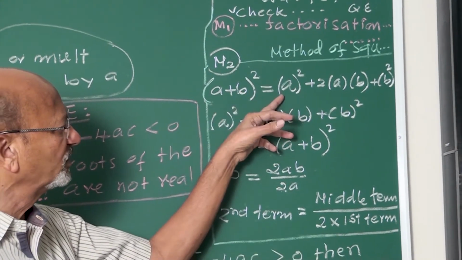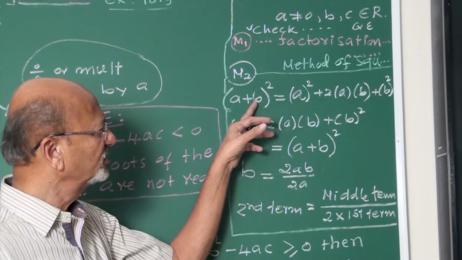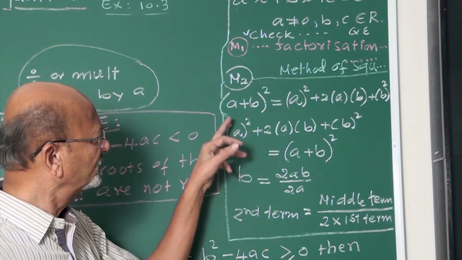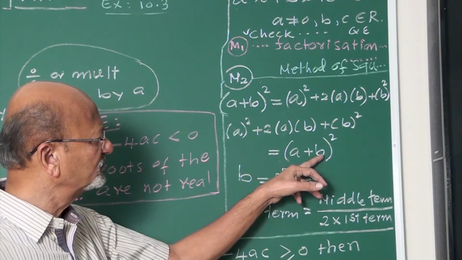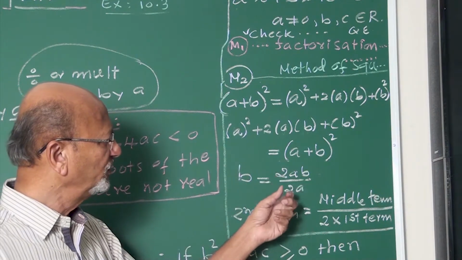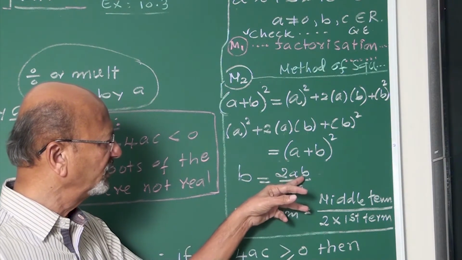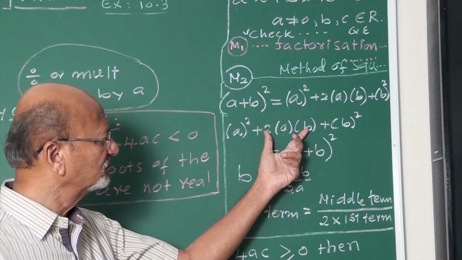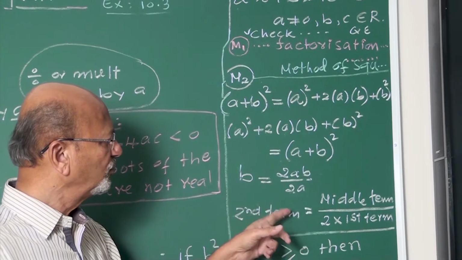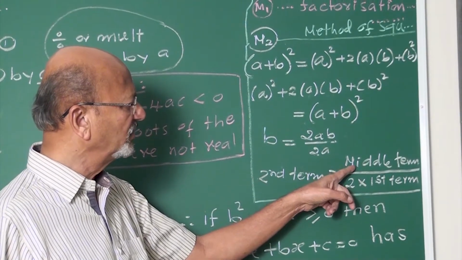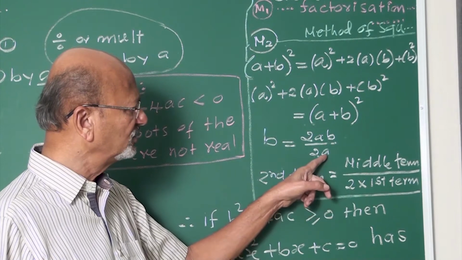A plus b the whole square is this, changing RHS to LHS. But here, this is first term, second term. In finding the second term b, you know, 2ab upon 2a, 2a cancels to get b. But 2ab is the middle term. Therefore, to find the second term, given middle term divided by 2 times the first term.